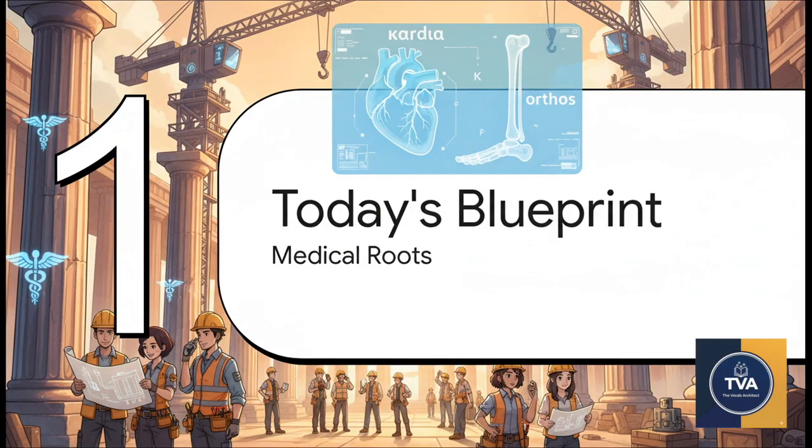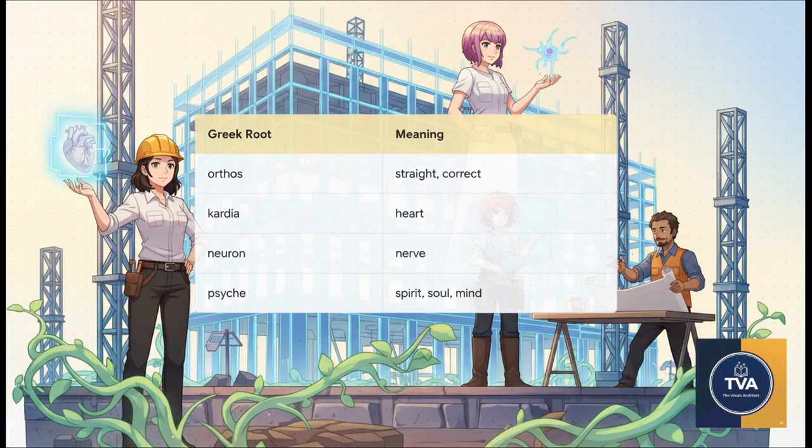Every good architect needs a plan, right? Well, this is ours. Today's blueprint is all about medical roots. Okay, check these out. These are our 4 core building blocks for today. First up, we've got orthos. That means straight or correct. Then there's cardia, which is all about the heart. Next, we have neuron for nerve. And wrapping it up, psyche, which means mind. Just 4 simple Greek roots. You ready? Let's get building.